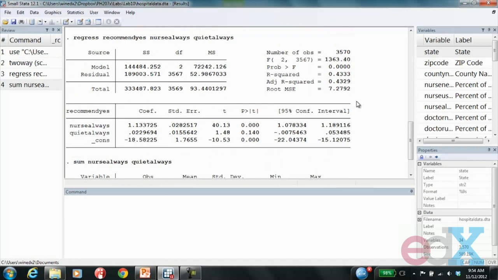Once you fit a model, it's very important to go ahead and evaluate the model assumptions. The model assumptions for linear regression are a little bit less straightforward to interpret in the multiple regression case, but we can still do it. One of the first things we can look at is this adjusted R-squared. So we can compare the adjusted R-squared for this multiple linear regression model to the simple linear regression when we didn't include quiet always, and we can see if we've improved our model fit.